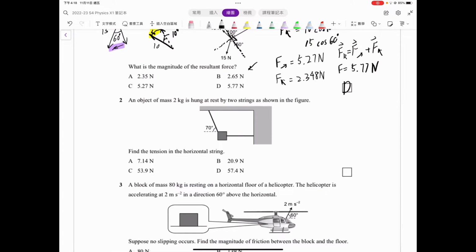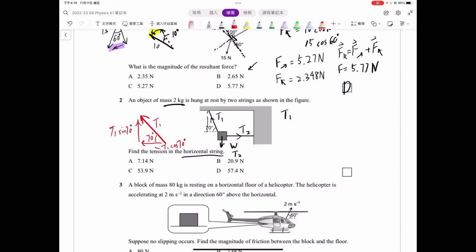Okay, so a box of mass 2 kg is hanging at rest. So this is the weight, this is T and T. Find the tension of the horizontal string, which means we are trying to find T2. T1, you can resolve into this direction and this direction. This is 70 degrees, so this is T1 sine 70 degrees, and this one is T1 cosine 70 degrees.